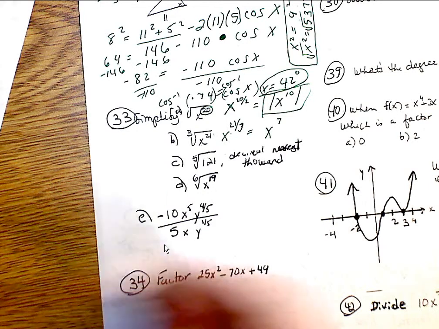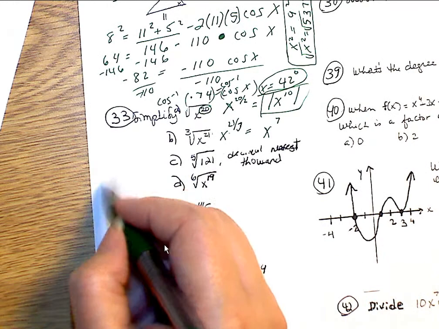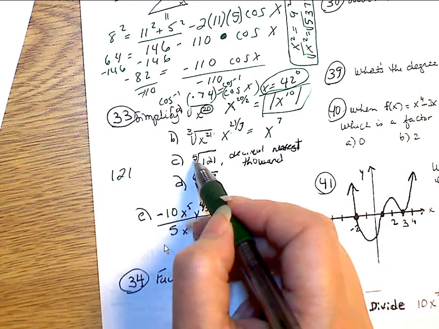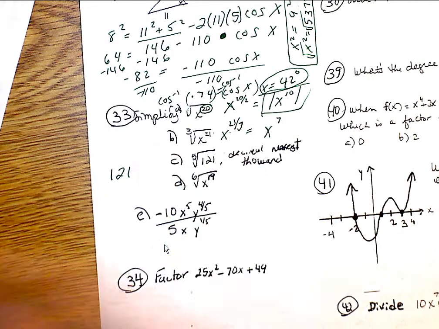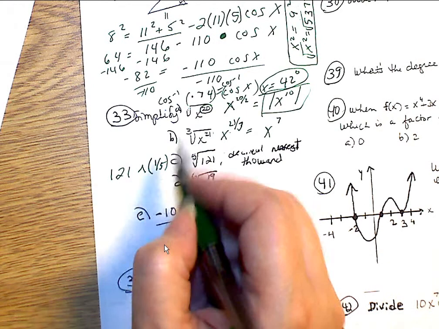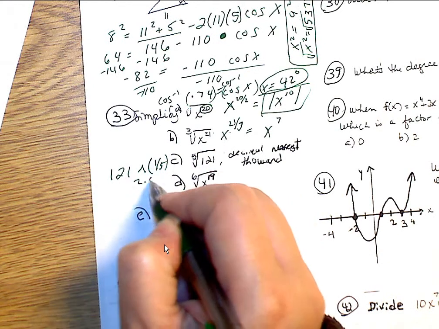How do I put in my calculator 121, the 5th root of it? 121 raised to 1/5. Make sure you put 1/5 in parentheses, and then you get 2.61.